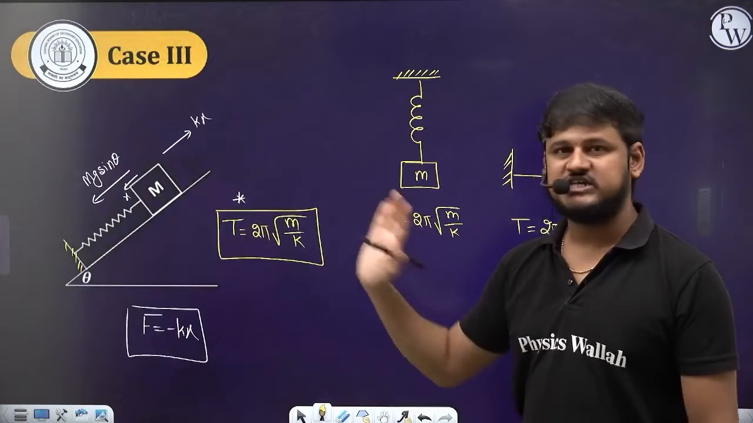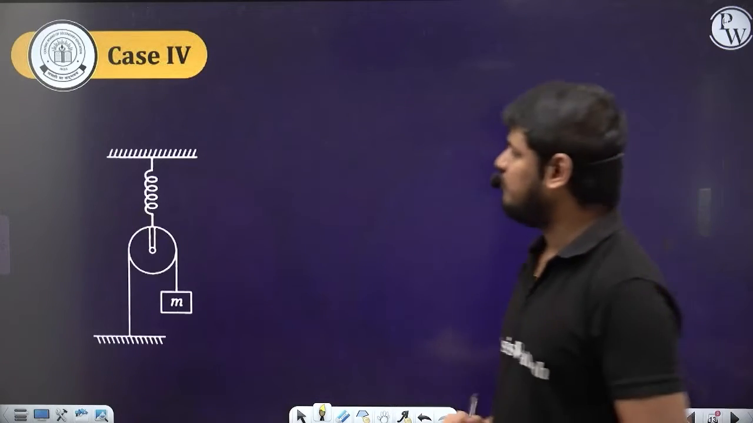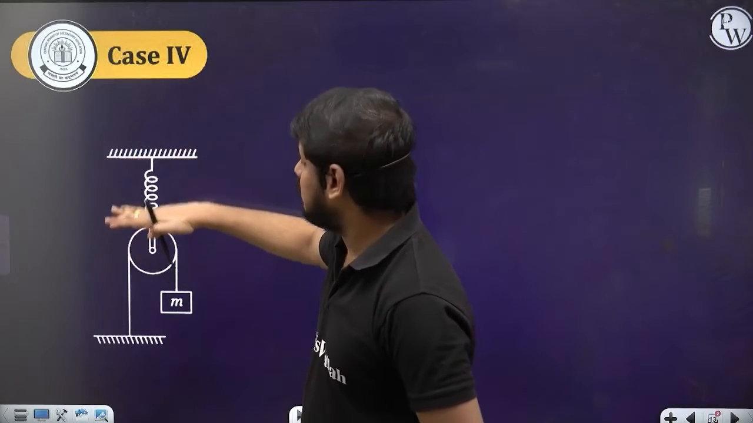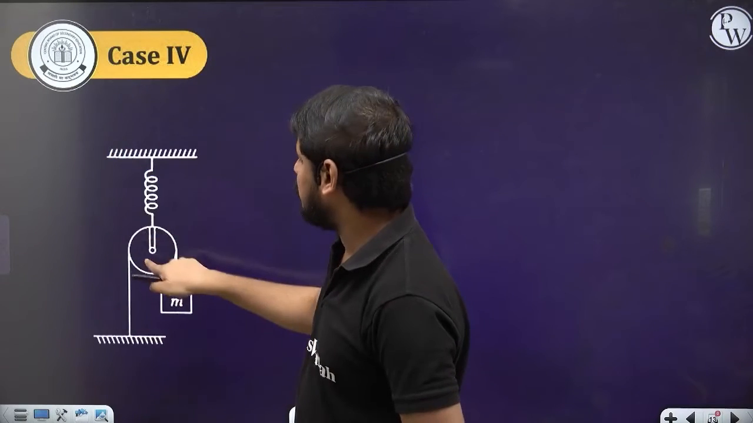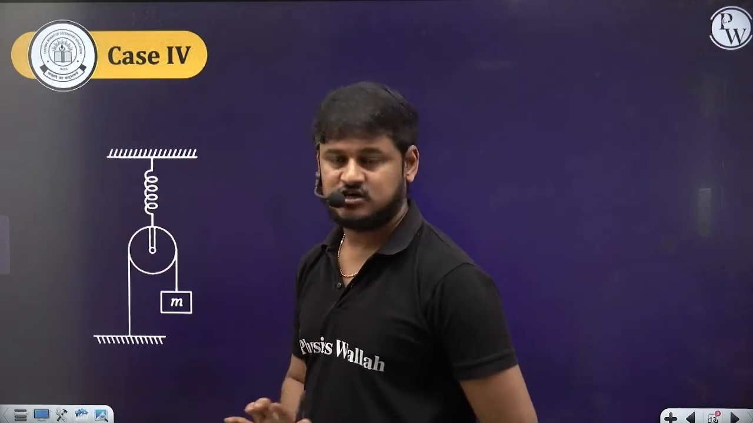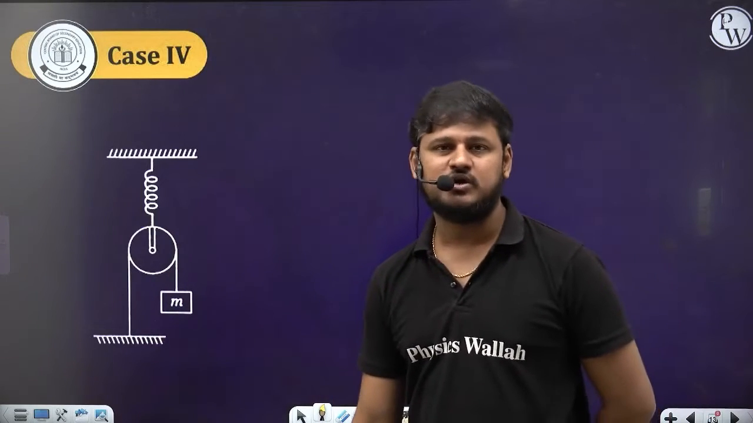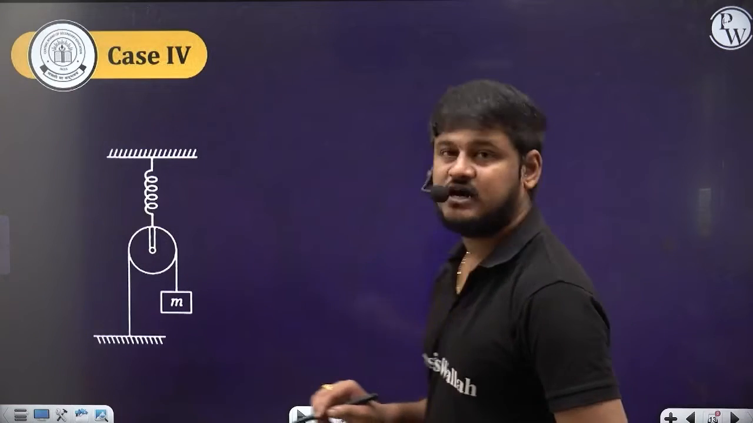So in all these scenarios, and there is a special case, that is the fourth, when the spring mass is attached to the fixed end and then a pulley is placed here, and over the pulley a mass m is attached. So in this case the scenario changes, the time period will not be equal to 2π into root over m by k. So let's try to solve this one, you'll get the idea how to solve.